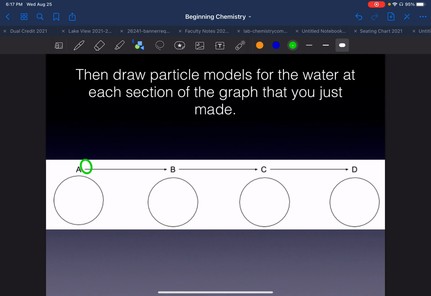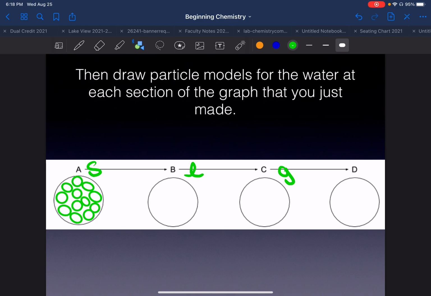A represents a solid, B represents a liquid, and C represents a gas. If you recall your states of matter, your solid is a solid because your particles are packed in. And since I'm dealing with the same item, my particles are all the same size.